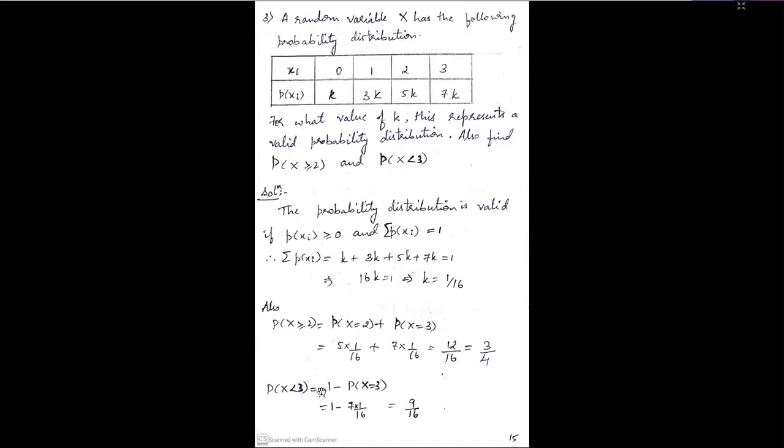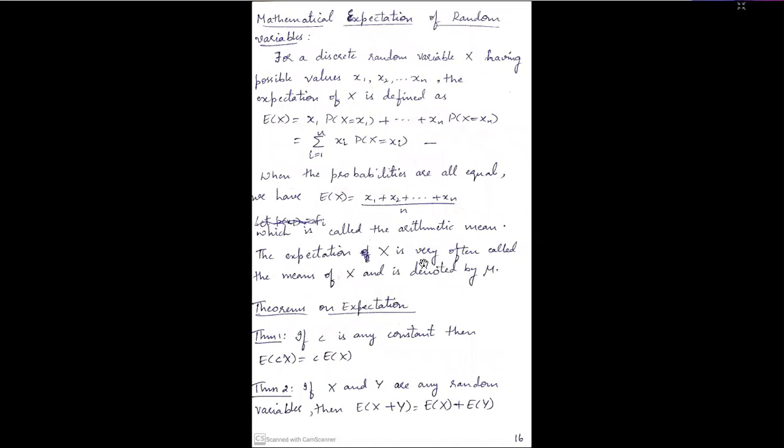So I'm writing it as 1 minus p of x is equal to 3. That is 1 minus 7 into 1 by 16, so 9 by 16. You will get the same answer when you do it as p of x is equal to 0 plus p of x is equal to 1 plus p of x is equal to 2. However you are comfortable, you can solve the problems.